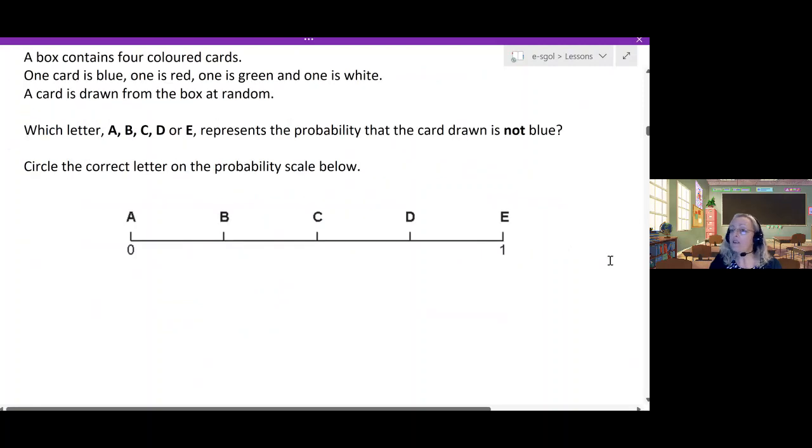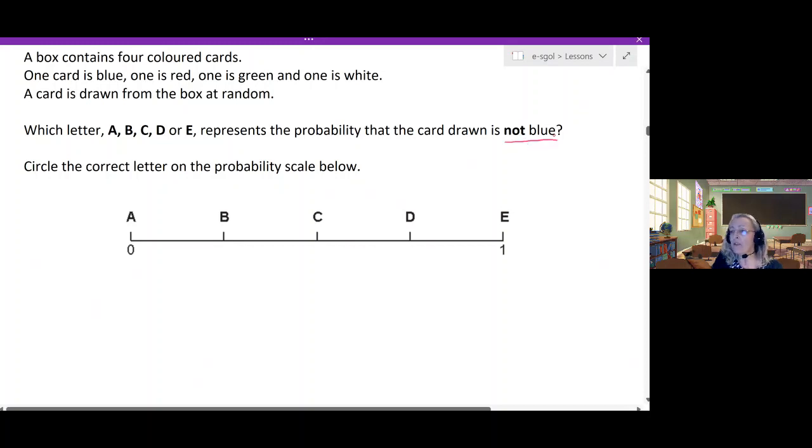Okay, so this question says, a box contains 4 coloured cards. 1 card is blue, 1 card is red, 1 is green, and 1 is white. A card is drawn from the box at random. Which letter A, B, C, D or E represents the probability that the card drawn is not blue.